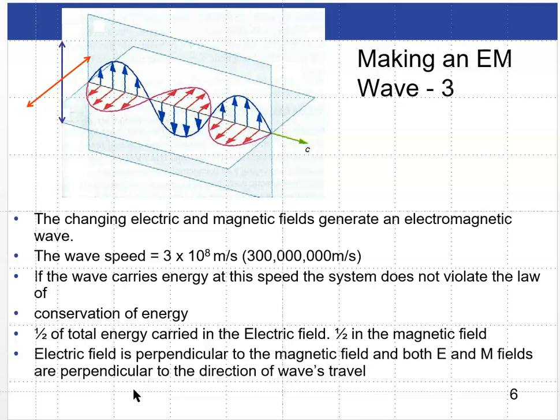The electric field is perpendicular to the magnetic field, and both the electric and magnetic fields are perpendicular to the direction the wave travels. So in other words, if the electric field is vibrating vertically, the magnetic field will be vibrating horizontally, and the direction of travel of the wave will be perpendicular to both the electric and magnetic fields. They also rise and fall at the same times. They are in phase with each other, and they also have the same frequency and the same wavelength as each other.